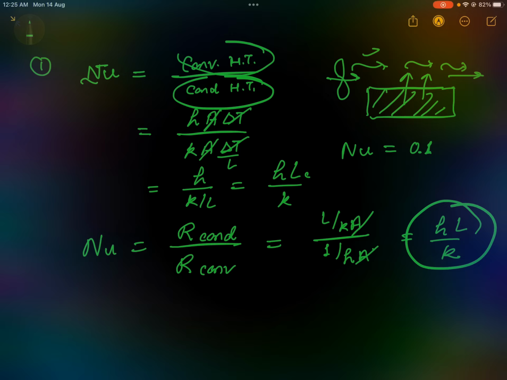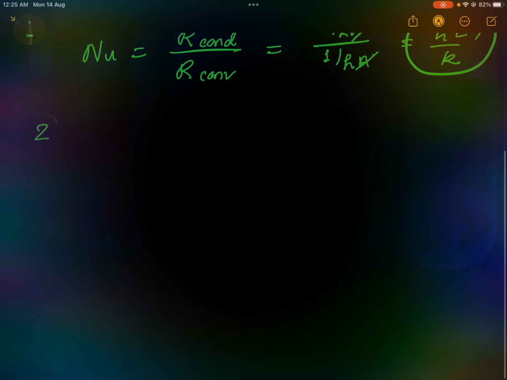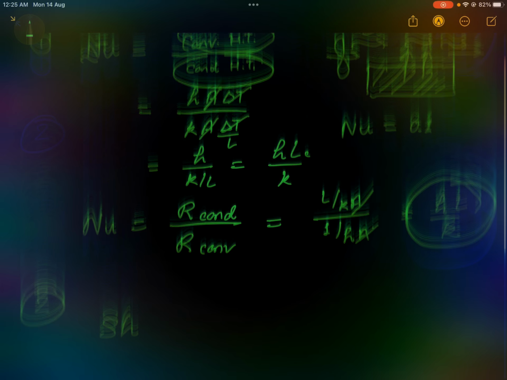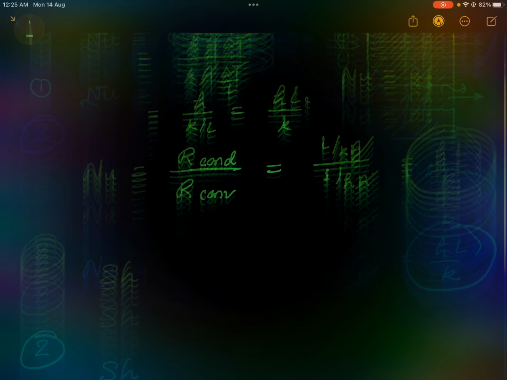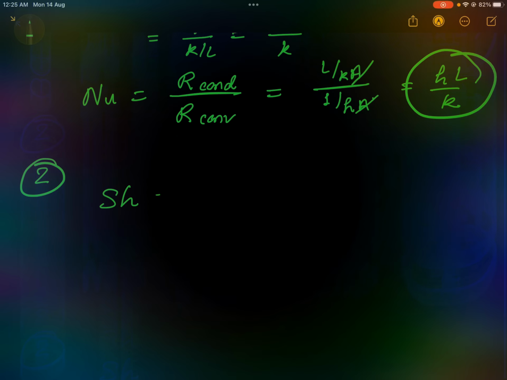Likewise, similar to the Nusselt number, there is also a number that is used in mass transfer, called the Sherwood number. As we were comparing the convection heat transfer to the conduction heat transfer, in the Sherwood number we are comparing the convection mass transfer to the mass diffusion, or the diffusion of mass.